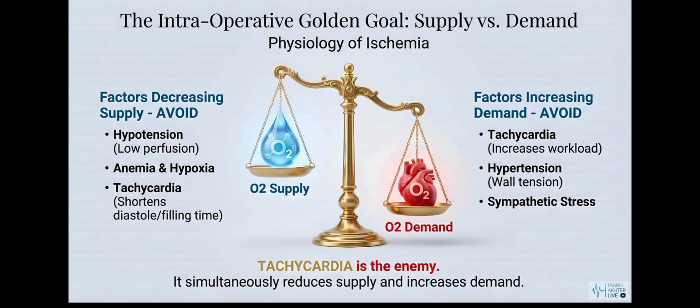Now let's talk about our role during the intraoperative period. We have to look at the supply and demand, right? We'll make sure that the demand remains low, and we will avoid decreasing oxygen supply by hypotension, anemia, hypoxia, and tachycardia. As you can see, tachycardia is also here and also here. So what I mean to say is, it can simultaneously reduce supply and increase demand.